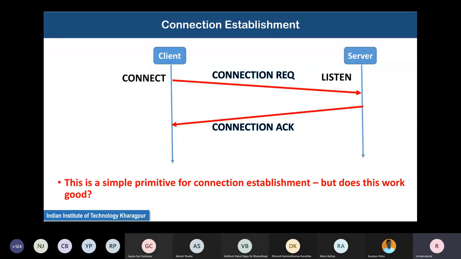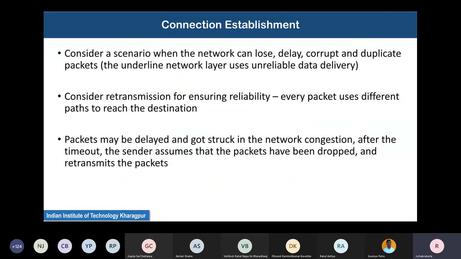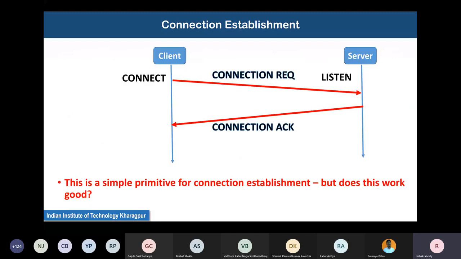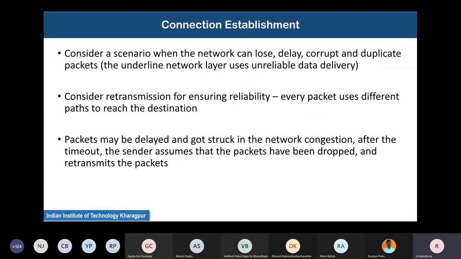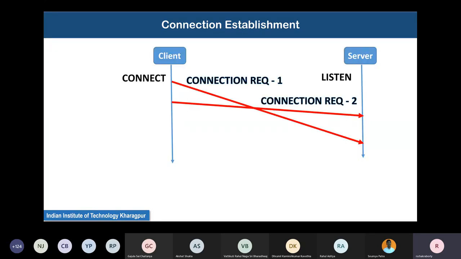Great. First, connection establishment. So this is a simplified format, but does this work properly? See, the problem is that this does not work properly because there is no reliability. Okay, consider this situation.